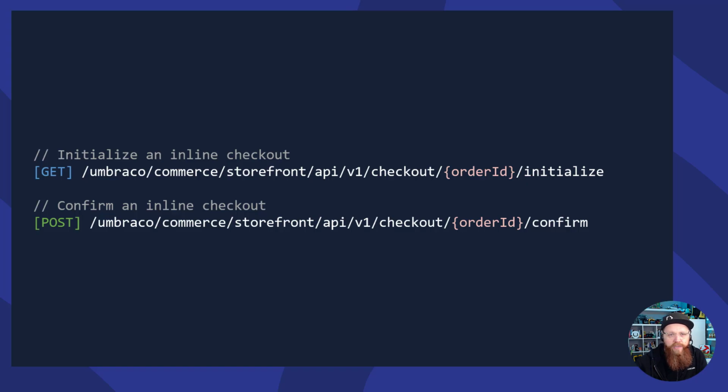So the endpoints that we make use of for this is an initialize endpoint, which just tells Umbraco Commerce that we're about to start a checkout flow, and then the confirmation endpoint is what you will notify Umbraco Commerce when you've got your payment confirmation back. So when you've either captured, or if they've cancelled or errored or something like that, then you can also confirm that as well.